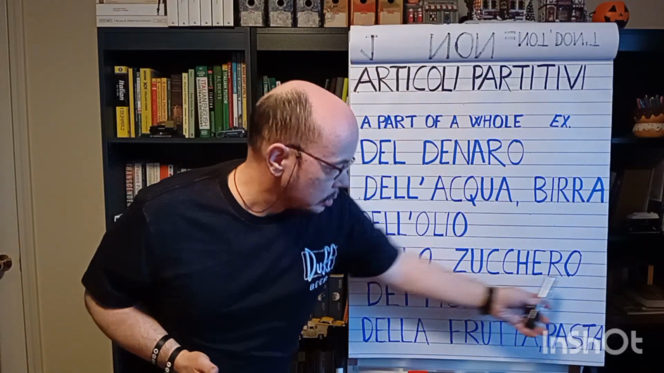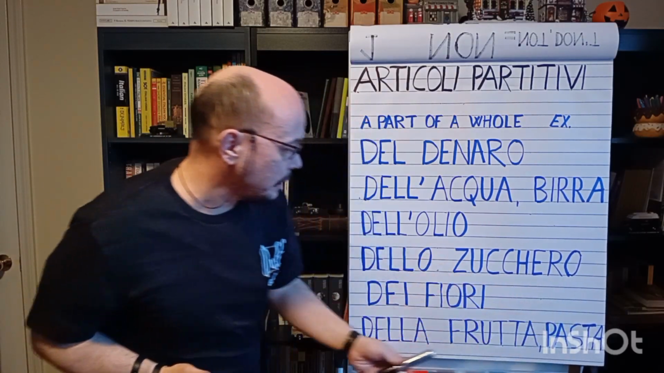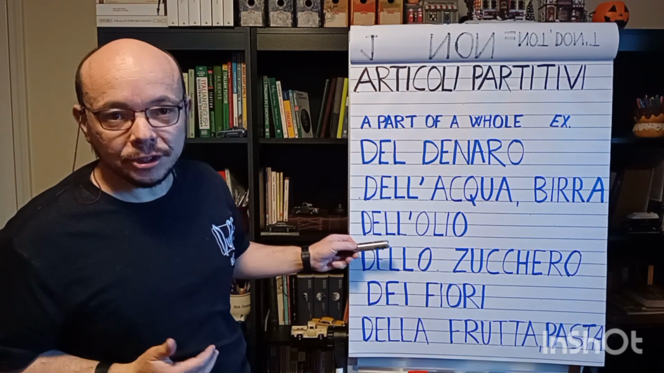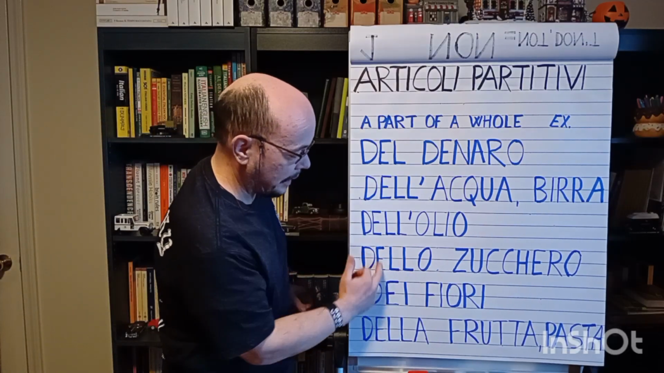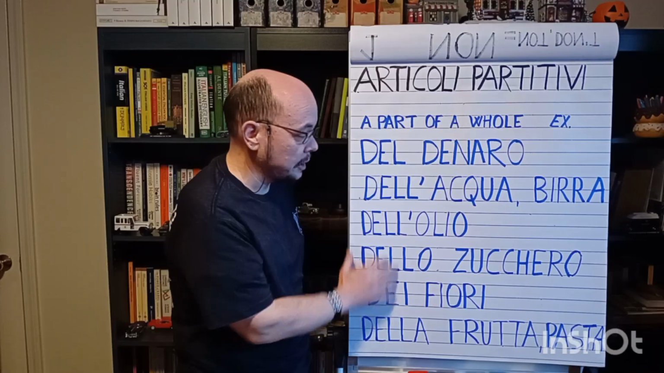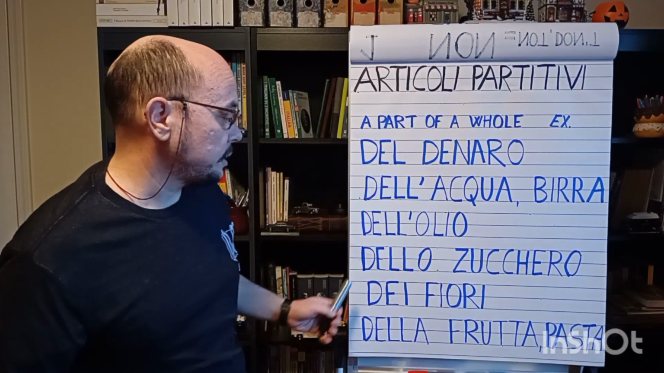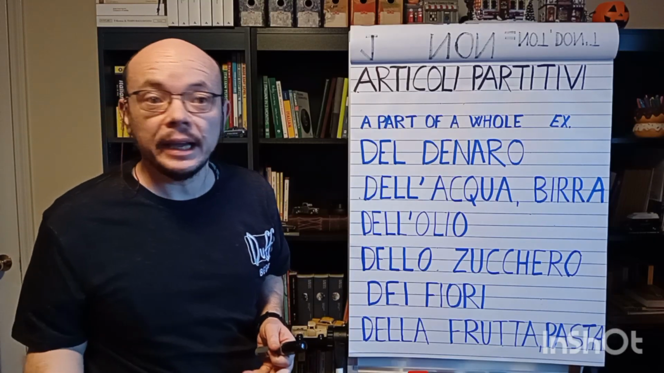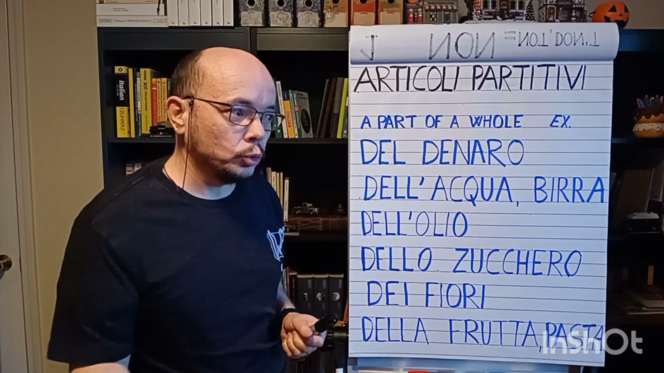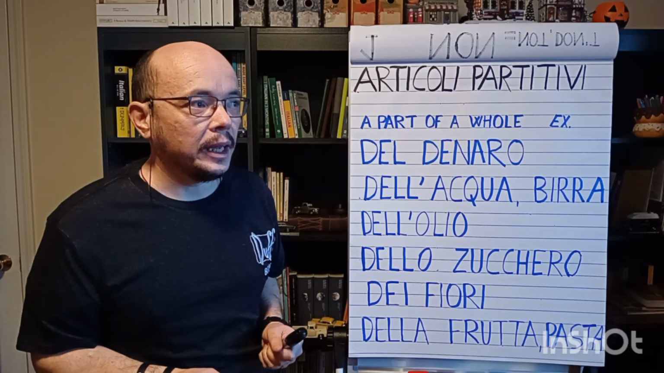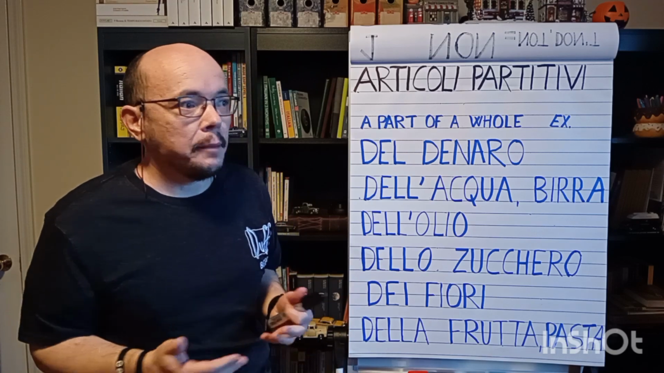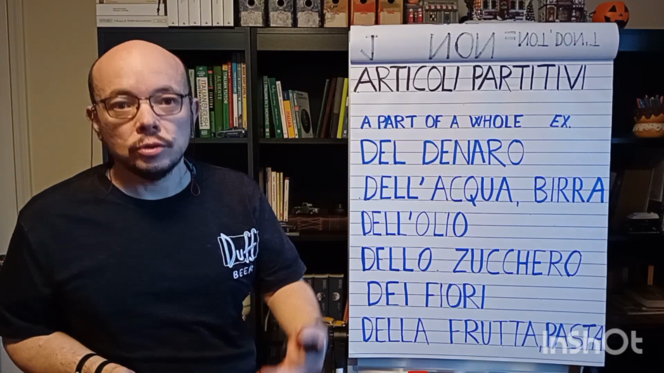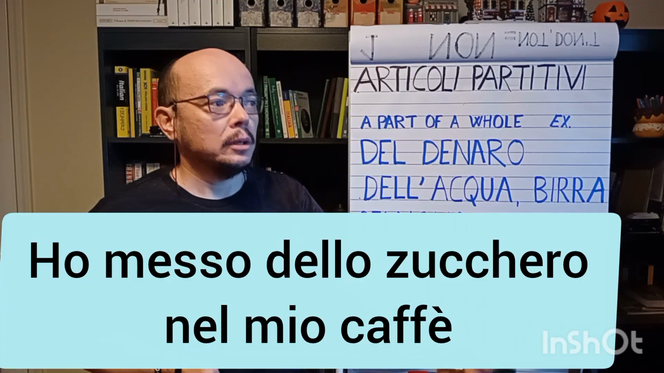Dello zucchero. Dello zucchero. Remember, they look familiar to you, because if you have watched the video on the determinative, these are actually determinative. There is a determinative article part, and there is the preposition part. So article preposition used as a partitive article. Super interesting. I put some sugar into my coffee. And you can quantify and say un cucchiaino di zucchero, 2 cucchiaini di zucchero nel caffè. Or if you want to be more general, you say just, I put some sugar in my coffee, in my espresso or in my mocha. Ho messo dello zucchero nel mio caffè. I put some sugar into my coffee.